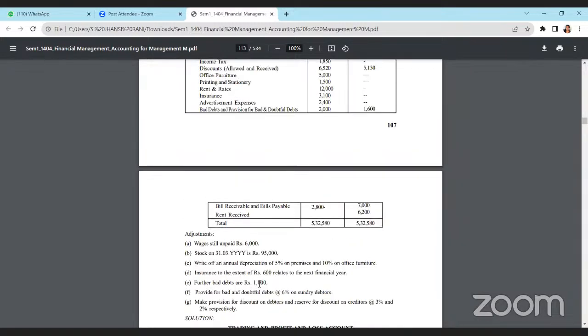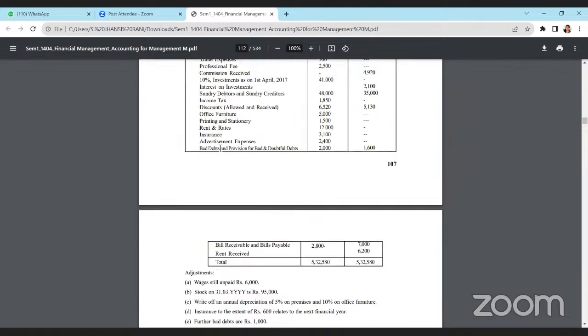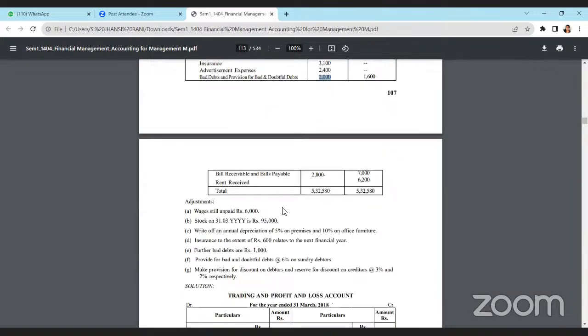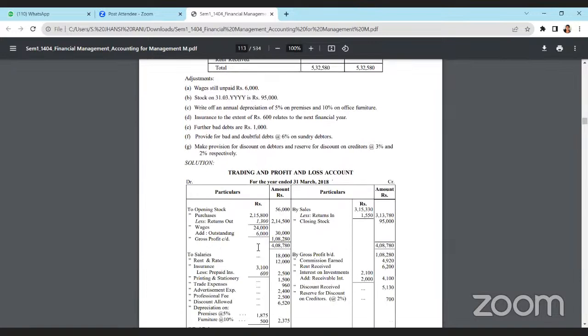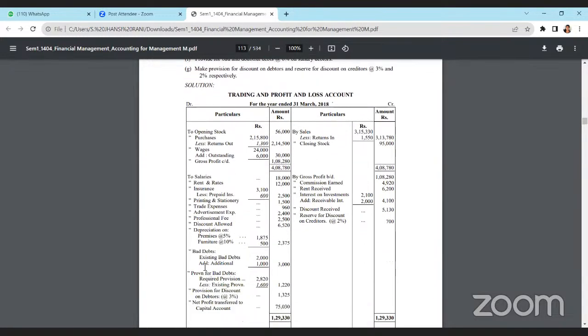Further bad debts are 1,000. If you look at here, already bad debts is how much given to us? 2,000. Yes. So how much do they want to increase? They want to increase one more 1,000, so it will become 3,000. Bad debts already existing is 2,000, and additional they are asking 1,000, so I've added it, it is 3,000. So that is one thing where we added to the bad debts.